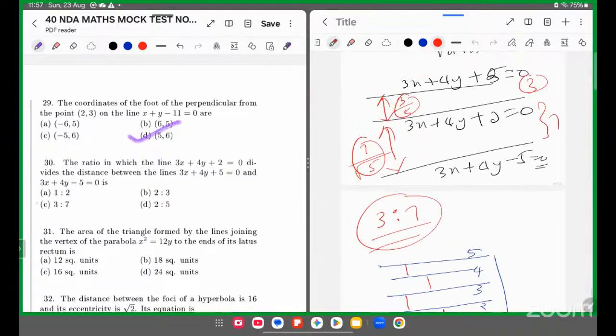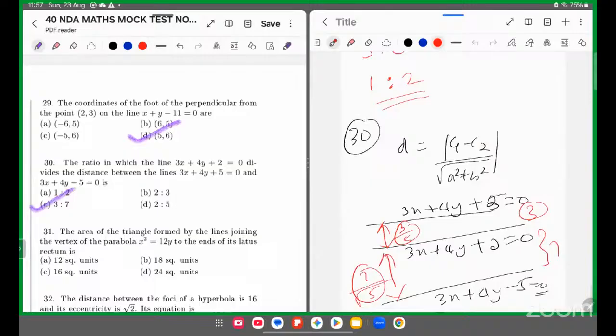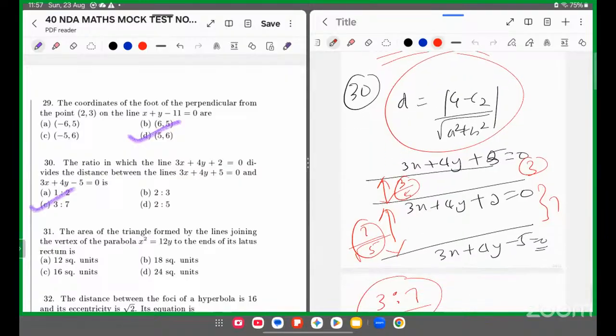3 is to 7 will be the answer. We have to calculate the distance by using this formula, D equal to C1 minus C2 divided by under root of A square plus B square. So the first distance will be 3 by 5. The other distance will be 7 by 5. So if you take the ratio, it will become 3 is to 7.